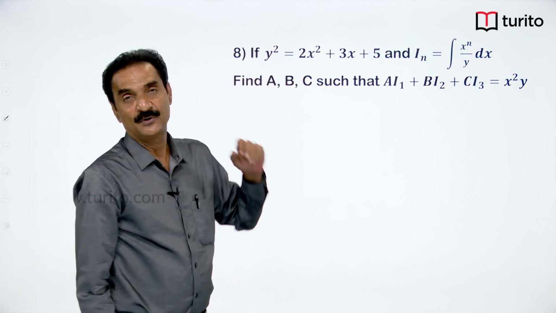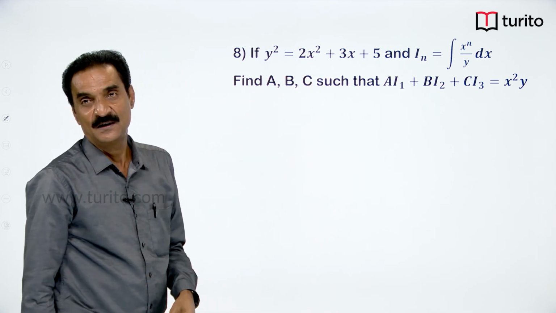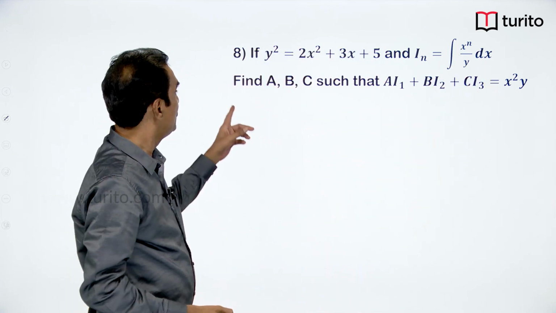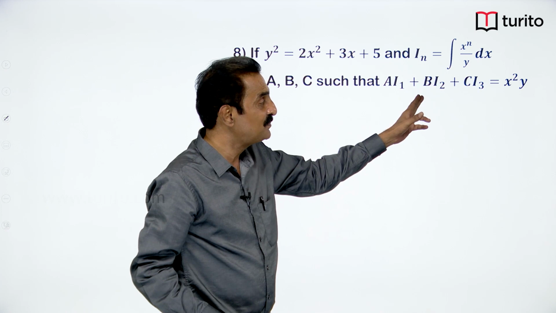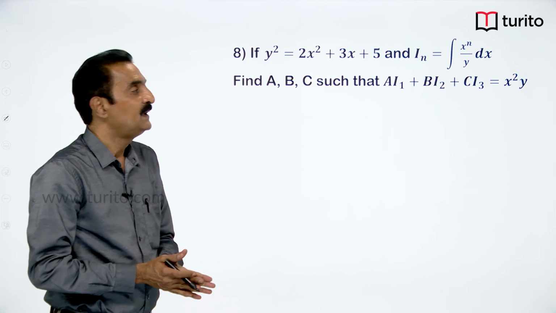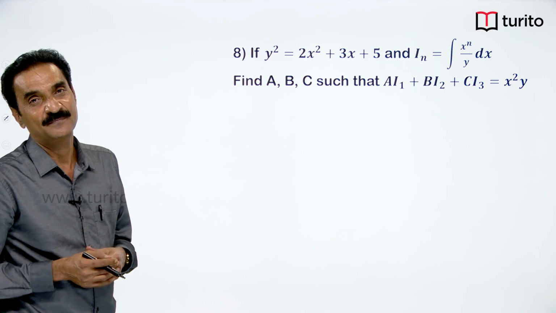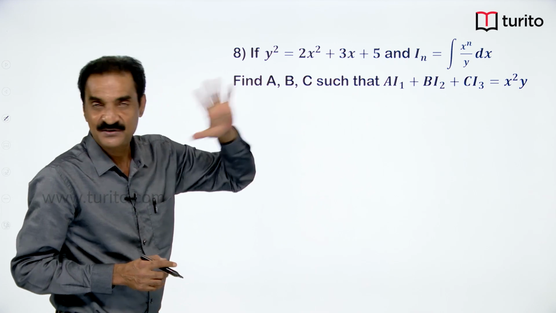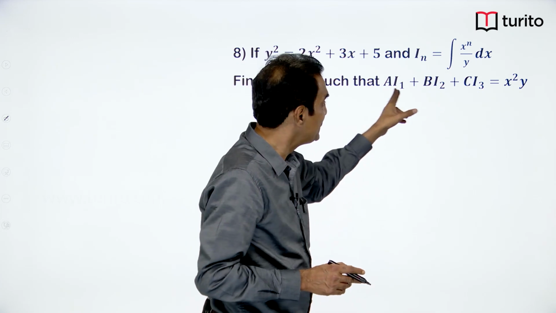If y square is equal to 2x square plus 3x plus 5 and In is equal to integral x power n by y dx, find the constants A, B, C such that A into I1 plus B into I2 plus C into I3 is equal to x square y. In fact, there is no need of applying integration in this question. Just substitute I1, I2, I3. In is an integral, so I1, I2, I3 are integrals, A, B, C are constants.